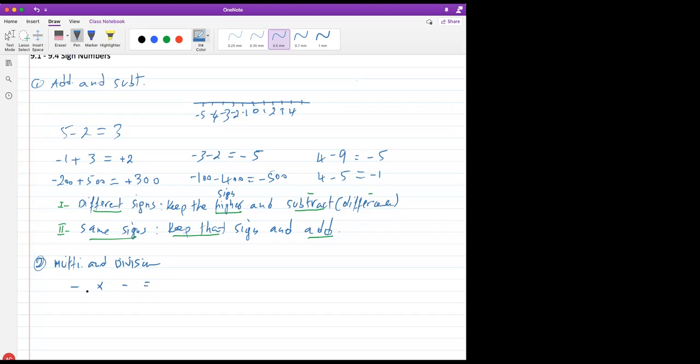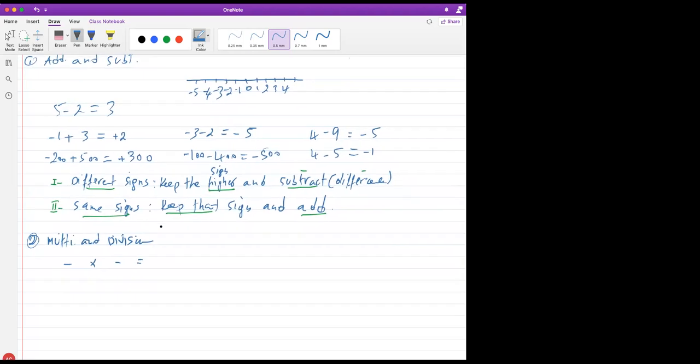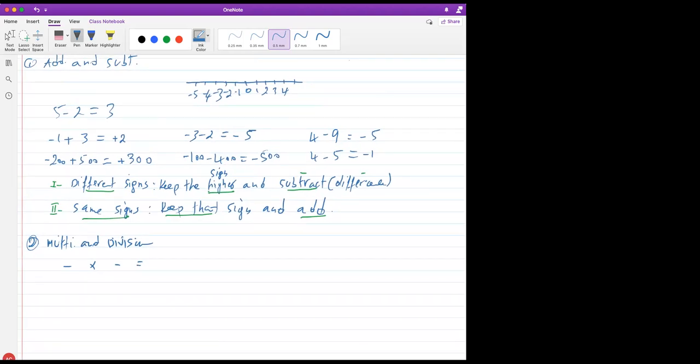When you multiply 2 negatives, the same signs, the result will always be positive. Again, this is multiplication. Do not confuse that with this. These 2 negatives stay negative because this is not a multiplication, it's not a division. It's basically a subtraction. But in multiplication, negative times negative is positive. That's right, always.